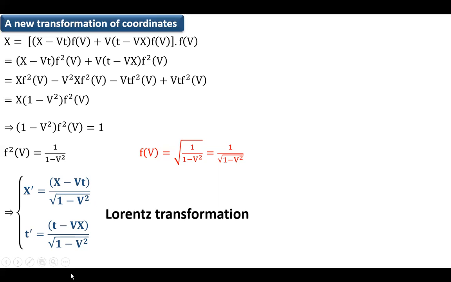These two equations are called the Lorentz transformation. This is the transformation of relativity in inertial frames. It is called the Lorentz transformation. And we will use it through this course, the entire course. So you have to put it in your mind, in your head. This is the Lorentz transformation.